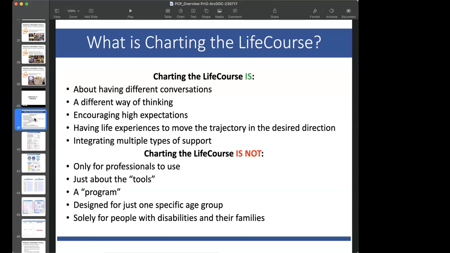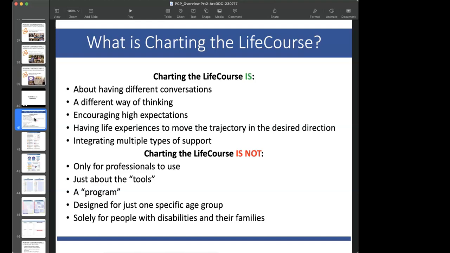One of the things I really love about Charting the Life Course as well is that the tools are not just focused on supporting people who experience disability. They're not even just focused on people who are marginalized, or traditionally, in our sense, marginalized. There's a recognition that we plan for people across the lifespan, and that it's critical that we be thinking about the ways in which that happens.